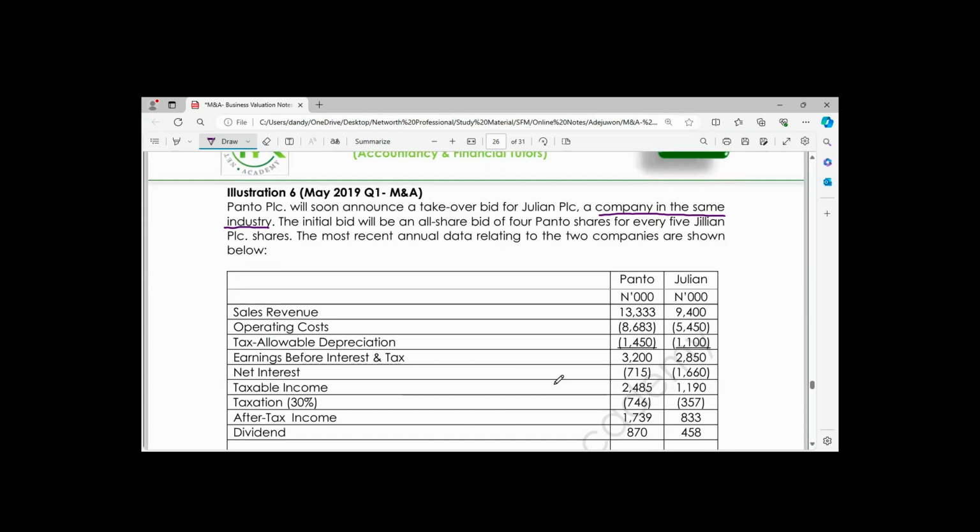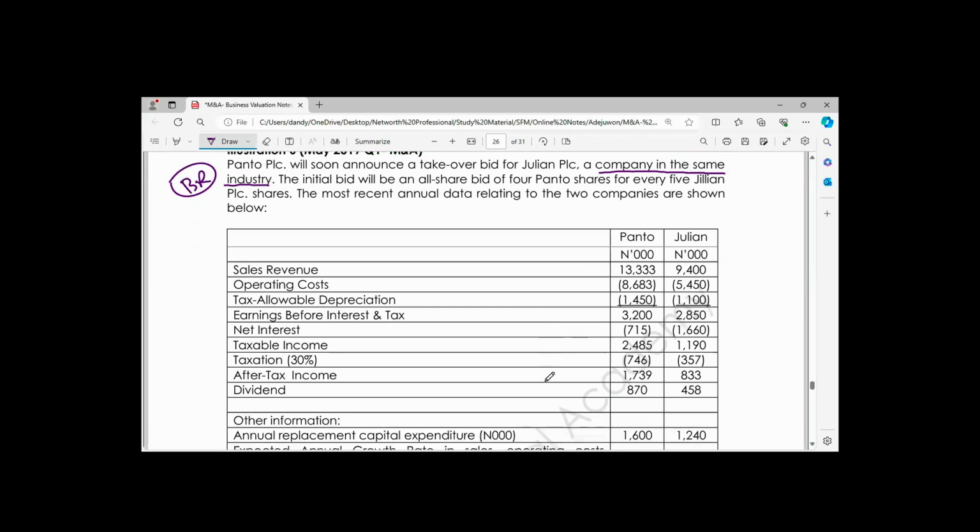So according to the first paragraph of this question, we are told that Panto PLC will soon announce a takeover bid for Julian PLC, a company in the same industry. So because they are in the same industry, it means that business risk will remain constant, will not change. Because business risk is the risk that measures industry risk. So since the two companies are in the same industry, that means the business risk will remain constant.